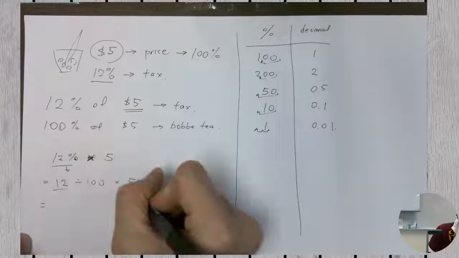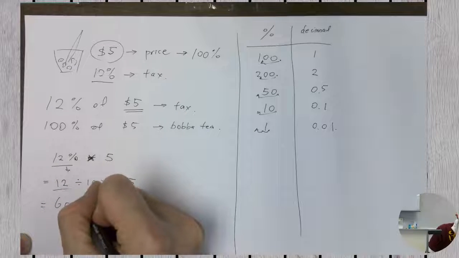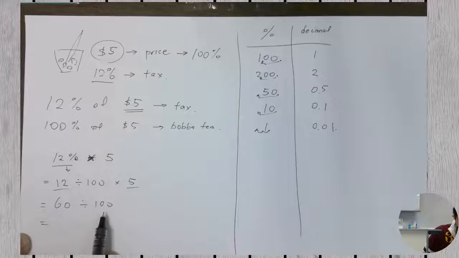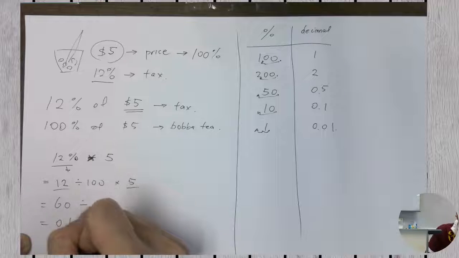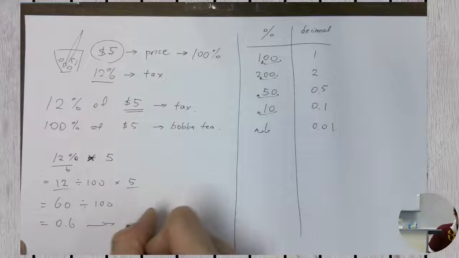Just do this in your head. If you know 12 times 5 gives you 60, then divide 60 by 100, and you can do this in your head. Just move the decimal 1, 2, 0.6. Okay, so this would be the tax.